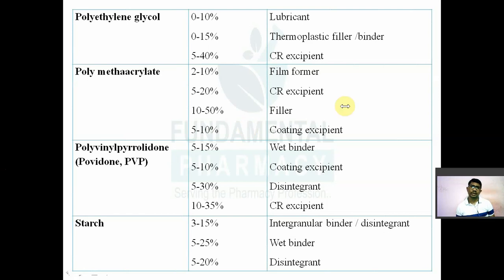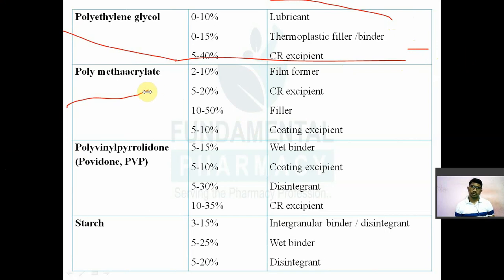Next one is polyethylene glycol. So in 0 to 1% concentration it is used as a lubricant. Then it is also a thermoplastic filler or binder. It is also used as a control release excipient in 5 to 40%. And the next one is polymethacrylate, okay? So it is again a film former, control release excipient, filler and tablet coating. Concentration याद नहीं रखा तो भी चलेगा, इतना डीप कोई नहीं पूछता.